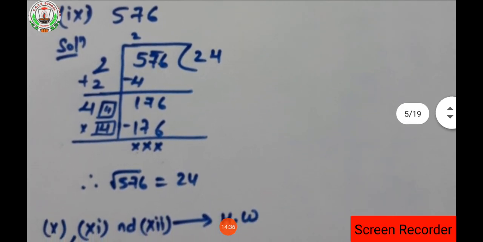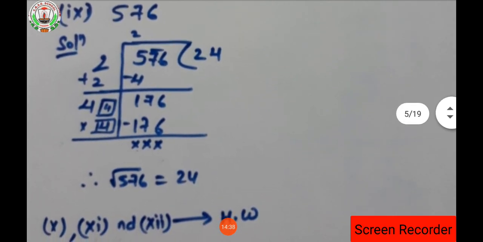Clear everyone? Okay, that's the ninth part here. It is the same as the above one. Okay, 576, making the pairs from the right hand side. 76 will be one pair, and the individual single 5 we will have. 5 does not have any pair, so we will take it alone.